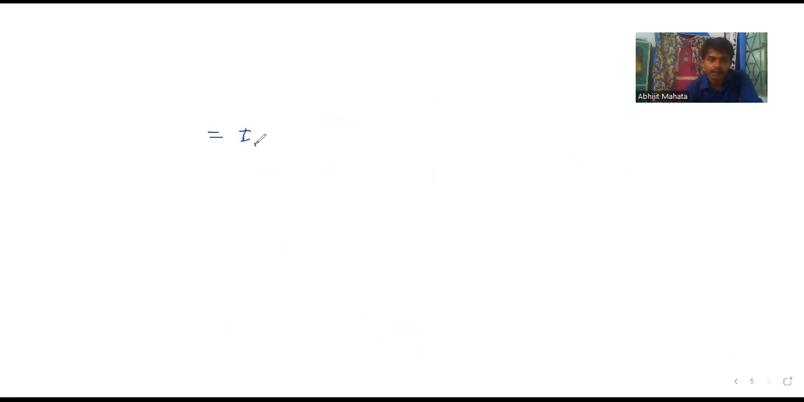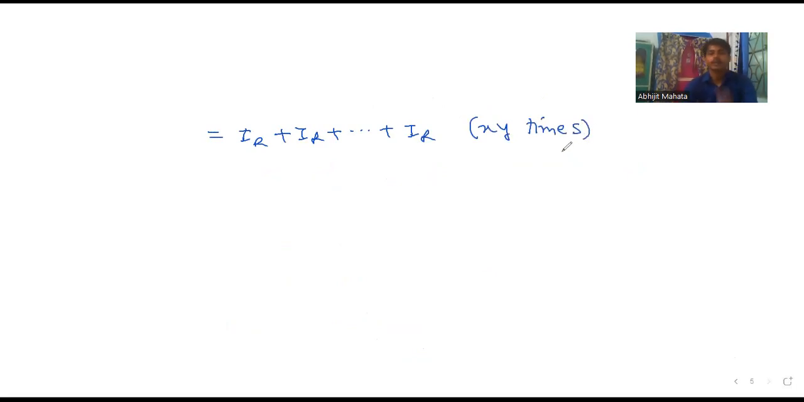It is basically 1_R + ... + 1_R. How many times? So we are taking x·y times. Here we have used the importance of the unity, the property of 1_R. Why? Because 1_R you can replace by 1_R into 1_R, although we have used this concept before.